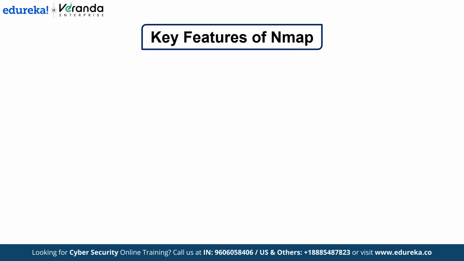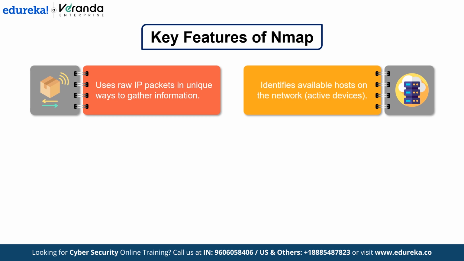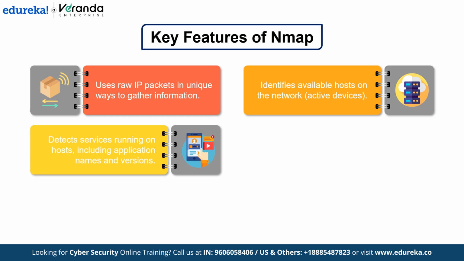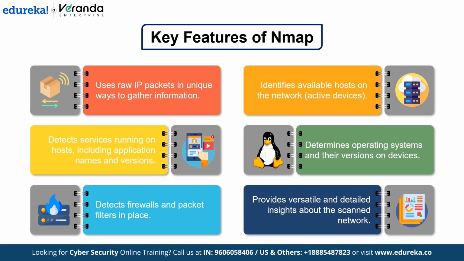Moving on, let's talk about the features of Nmap. What makes Nmap so effective is that it uses raw IP packets in unique ways to get valuable information. For example, it can tell you what hosts are available on the network, meaning which devices are actively connected. But it doesn't stop there. It also identifies what services those hosts are offering, including details like the application name and version. Nmap can even figure out the operating systems and versions running on those devices. Additionally, it helps in detecting the type of firewalls and packet filters in place. So, Nmap is an extremely versatile tool that provides a wealth of information about the network you're scanning.